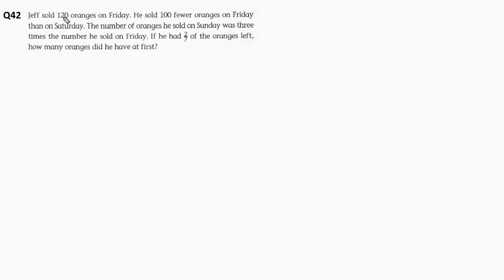Jeff sold 120 oranges on Friday. He sold 100 fewer oranges on Friday than on Saturday. The number of oranges he sold on Sunday was 3 times the number he sold on Friday. If he had 2/7 of the oranges left, how many oranges did he have at first?